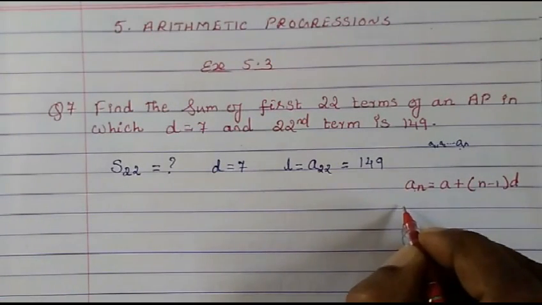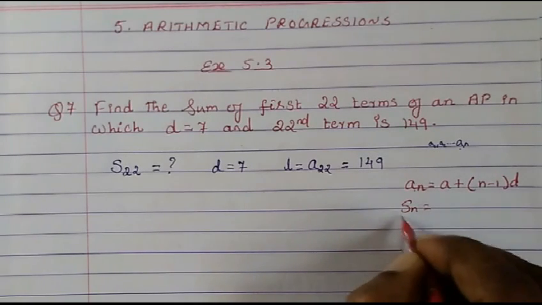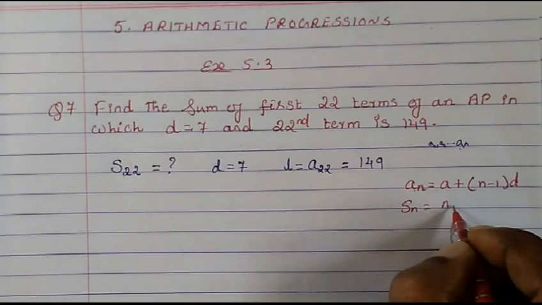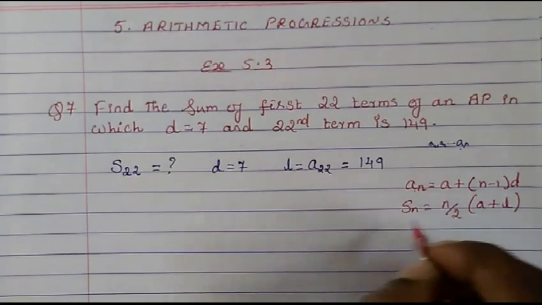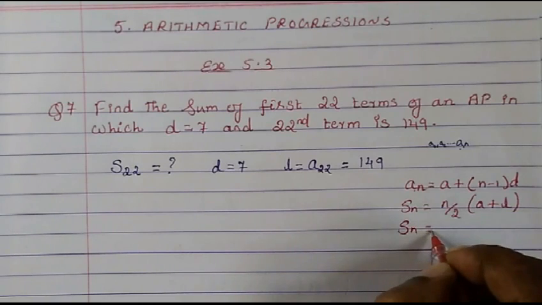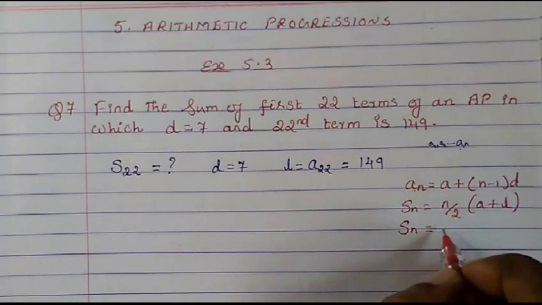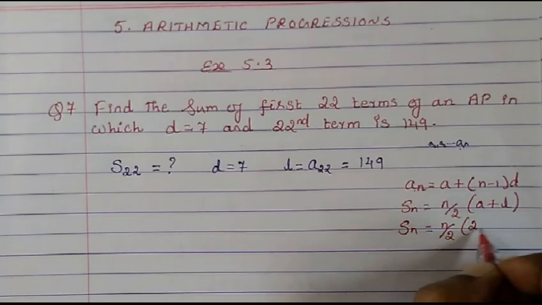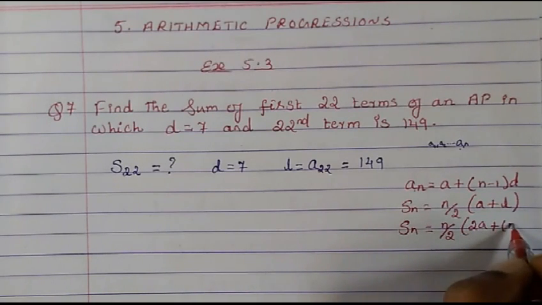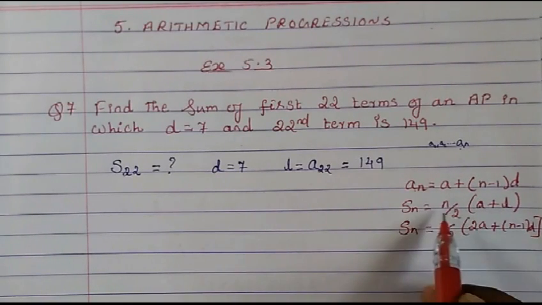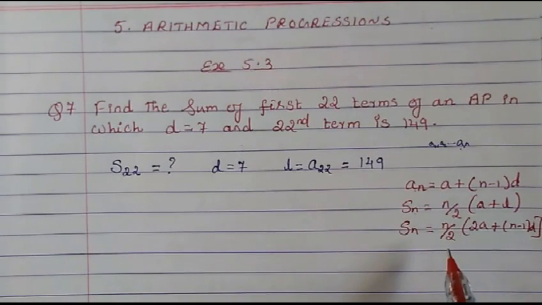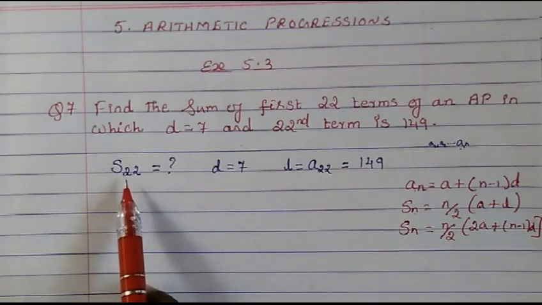Then we also know the sum of the number of terms: Sn equals N upon 2 times first term plus last term. Then we also know Sn equals N upon 2 times 2A plus N minus 1 D. Any of these formulas we can use. When we know the first term and the last term, we can use this formula, and if we know the number of terms and the values, we can find out Sn. So now here we have to find out Sn.